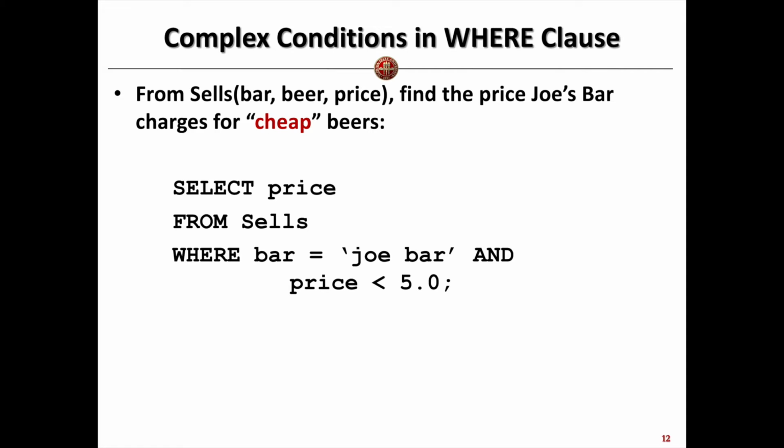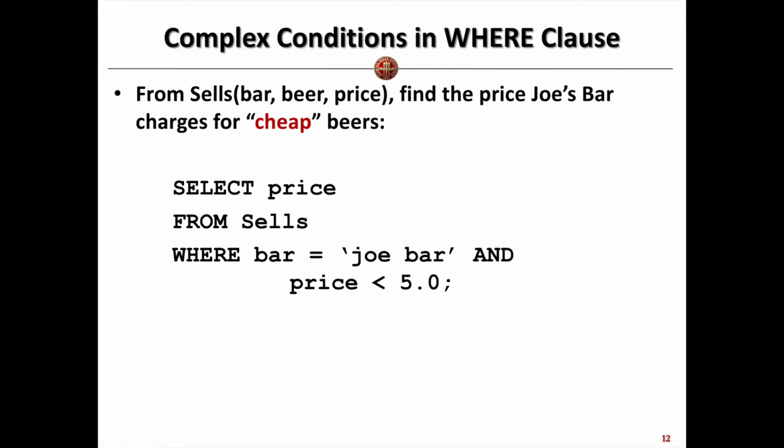So we can write down this query in SQL like this. We select price because we want to find the price, right? And we are working on this sales table, from sales. And the condition in the where clause will be the bar equals Joe's bar, right? Because we want to check the price in Joe's bar. So we need to have a condition, the bar equals Joe's bar, and the price is less than $5, because we want to check the price of these cheap beers, right? So the price is less than $5, denoting this beer is a cheap beer. In this way, we are able to return the price for the cheap beers sold by Joe's bar.